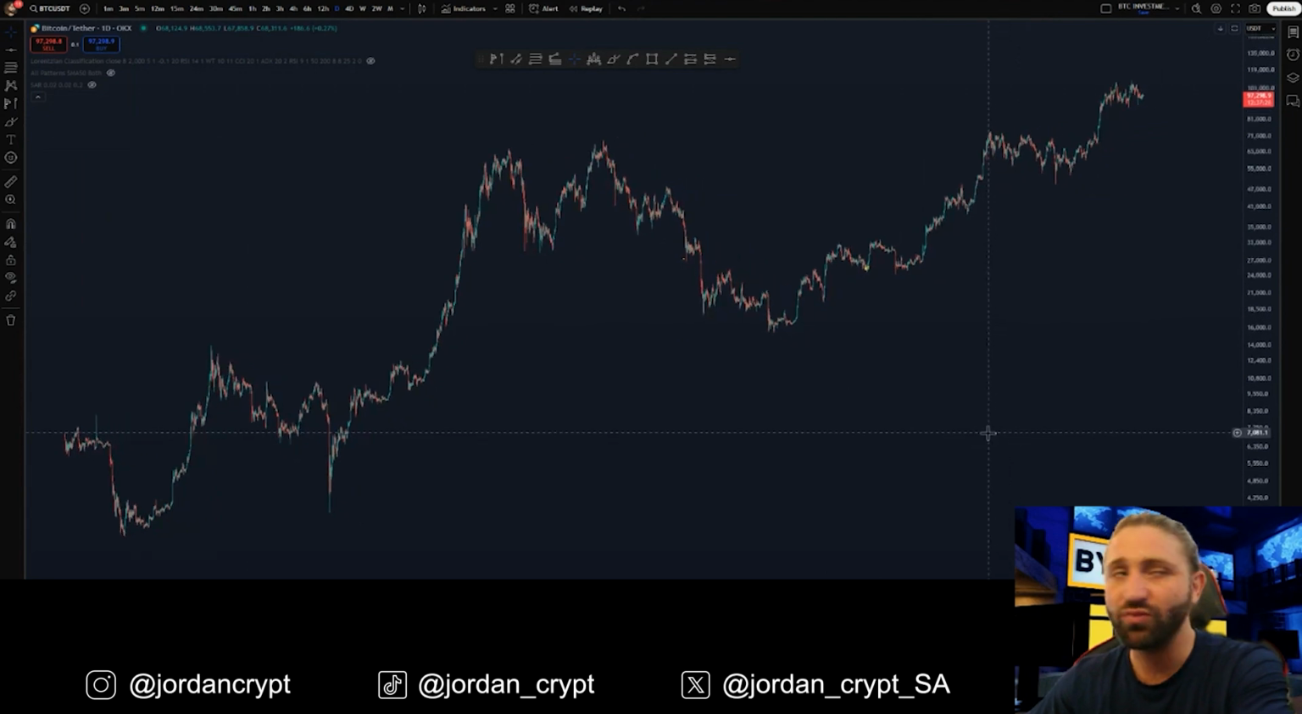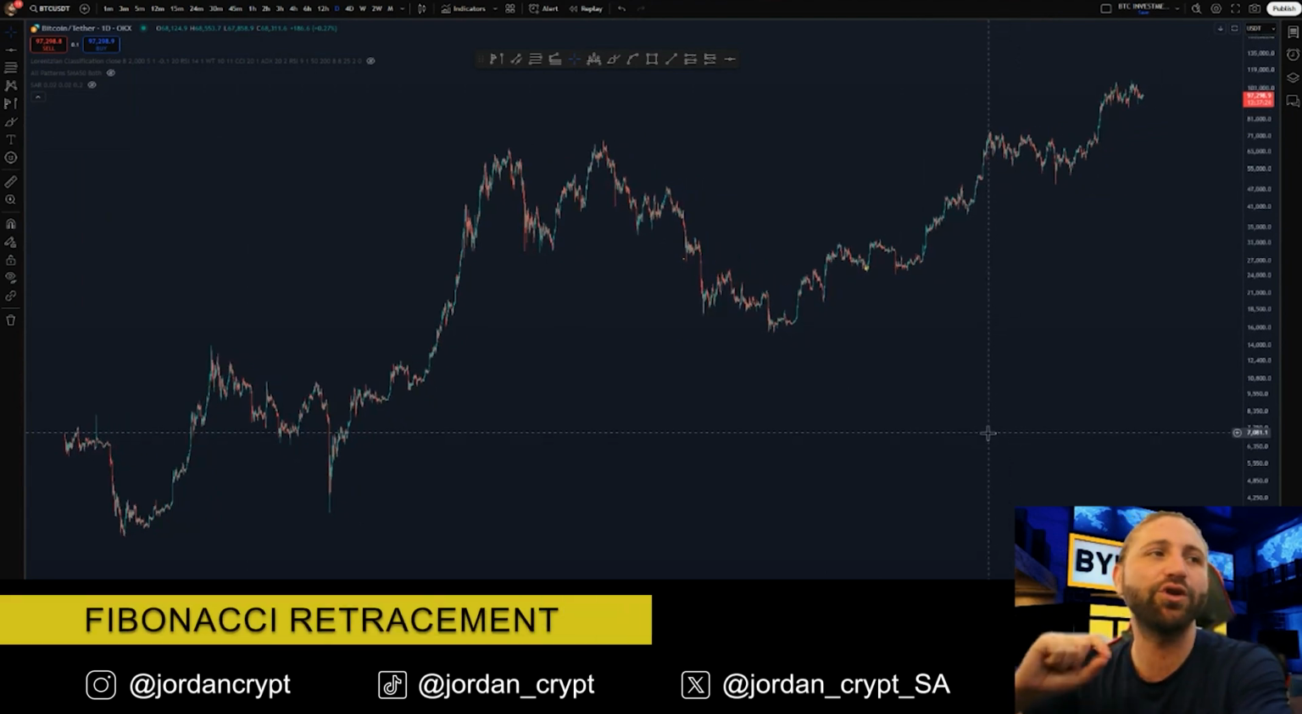Fibonacci runs the markets and is super important for traders to understand. Here is a breakdown of the two major Fibonacci drawing tools for solid gains in crypto trading. Alright, so Fibonacci, first we look at the retracement.